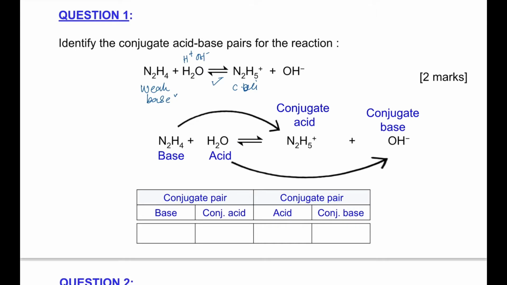So basically, the conjugate is something that produced from the dissociation of acid and base that located in the product part. Okay, while acid and base is located at the left side at the reactant part. So now, conjugate pair between the base is N2H4 is the base, conjugate acid is N2H5 plus after receiving the proton, while the acid is water, and after losing the hydrogen, it will form OH minus, which is the conjugate base.